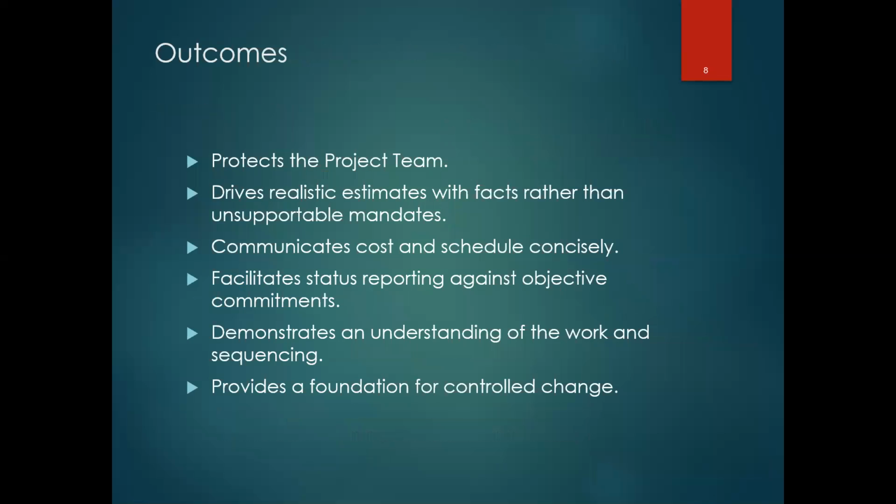So what are the outcomes? Why do this? It protects the project team because there's a very good understanding of what is being committed to. It's been baselined. Hopefully it's driving realistic estimates with facts rather than unsupported mandates. There's a whole different section on estimating and how we go about estimating. There's no easy answer to it, but you're lining up your estimates, and those estimates are agreed upon. They may be flawed, but that's then where you have your allowance for variance, right? Or what would be your contingency.